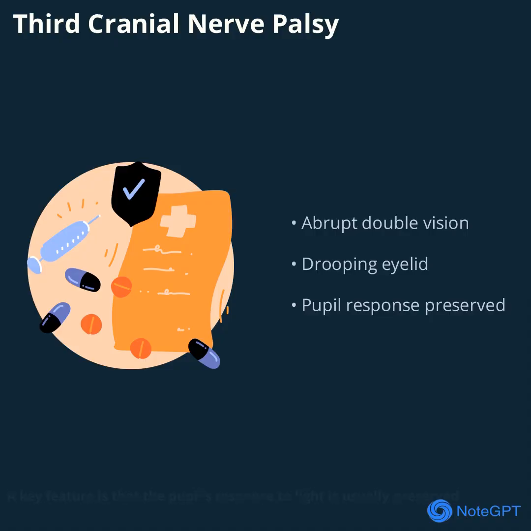A key feature is that the pupil's response to light is usually preserved, which helps differentiate diabetic third nerve palsy from other causes. Most cases resolve with time, and further investigation may not be necessary if the patient has diabetes and no other neurological symptoms.